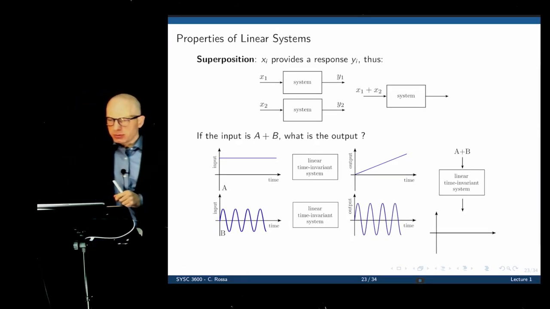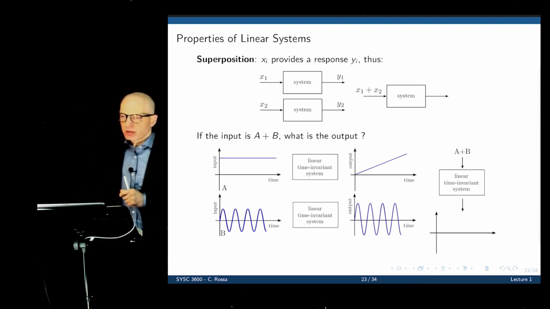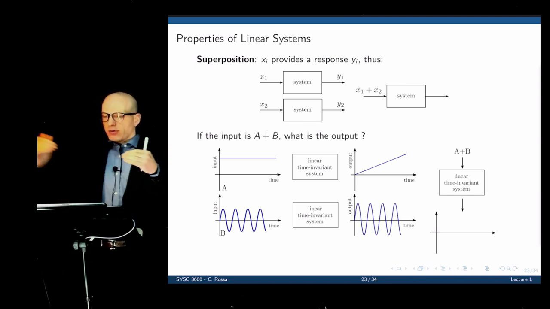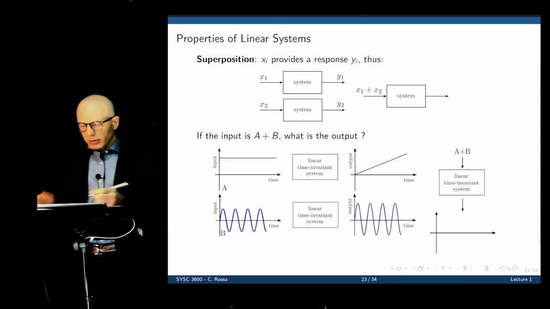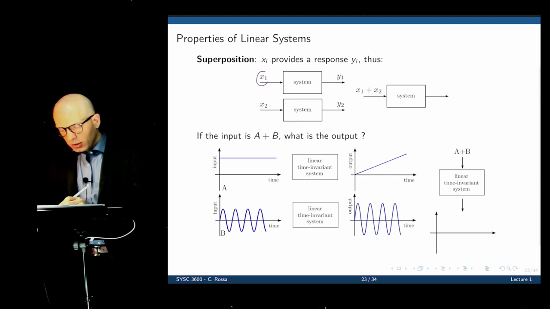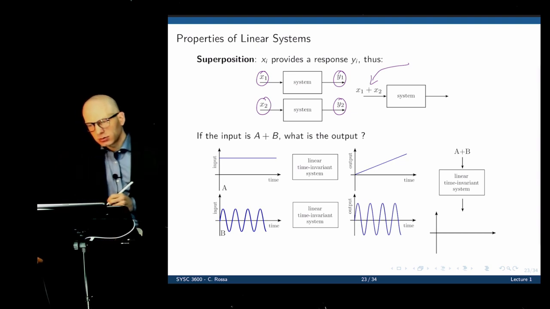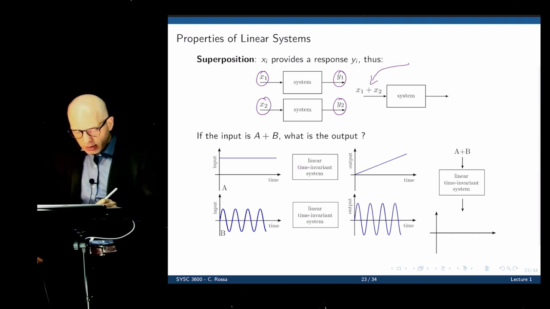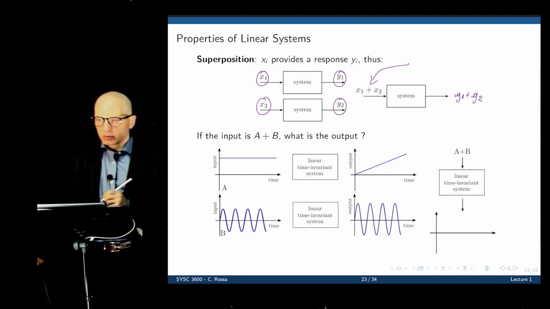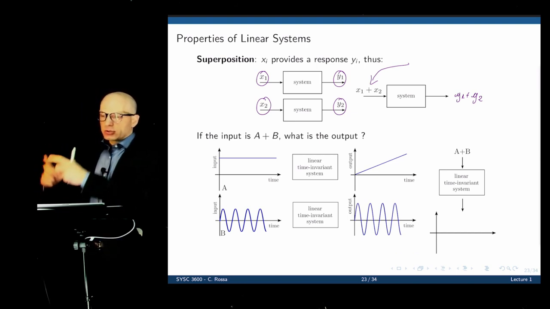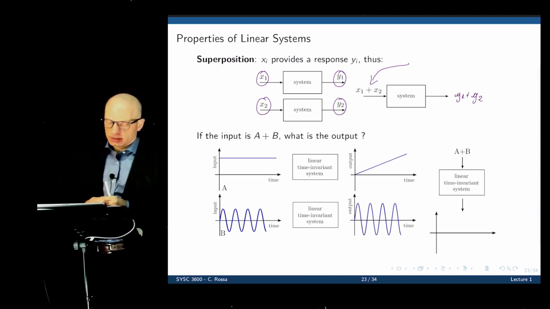The second property is the superposition. This means that if your system is linear and you apply one input and you apply a separate input, and then we apply both inputs together, the output is the sum of the individual inputs given to the system. So here we have x1 given to the system as the input, we obtain y1. If we give x2 to the system, we obtain y2. Question is, what happens if we give x1 plus x2 to the system? Well, if the system is linear, we get y1 plus y2. We get a combination of the individual inputs given to the system. If we add the inputs, we also can add the outputs, and we have a valid linear system.